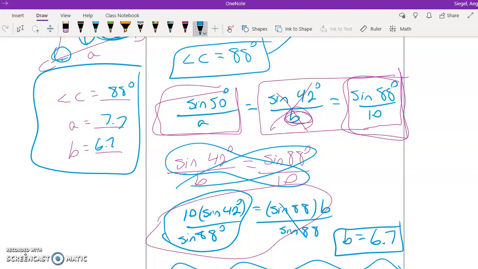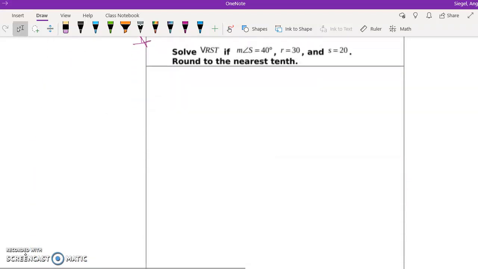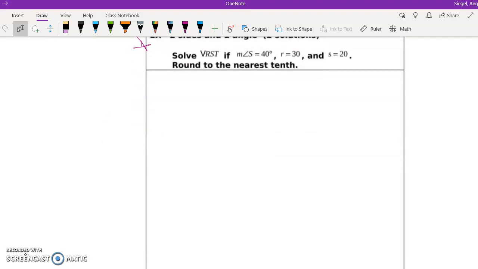Again, think about what you're doing. You are not solving right triangles anymore. You're just solving any random triangle. Okay, so now let's go back up to this first example. So go ahead and fill in, I'm going to push pause. Go ahead and fill in the triangle, what you have and what you need, and then set up your law of sines formula.